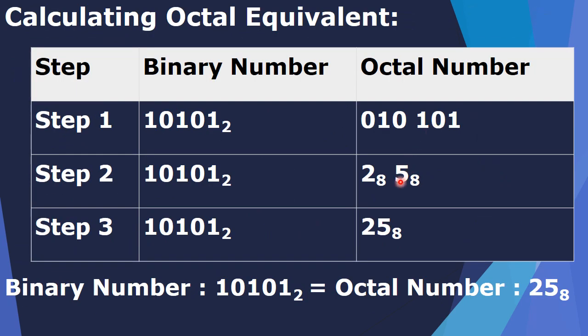101 is equal to how much now? This is equal to 5 to the base 8. And now 010 in octal number we can write it as 2 to the base 8. So now here you have got the octal number 25 to the base 8. Now the binary number 10101 to the base 2 can be written as 25 to the base 8 in octal number system. So these are the steps to convert binary number system to the octal number system.